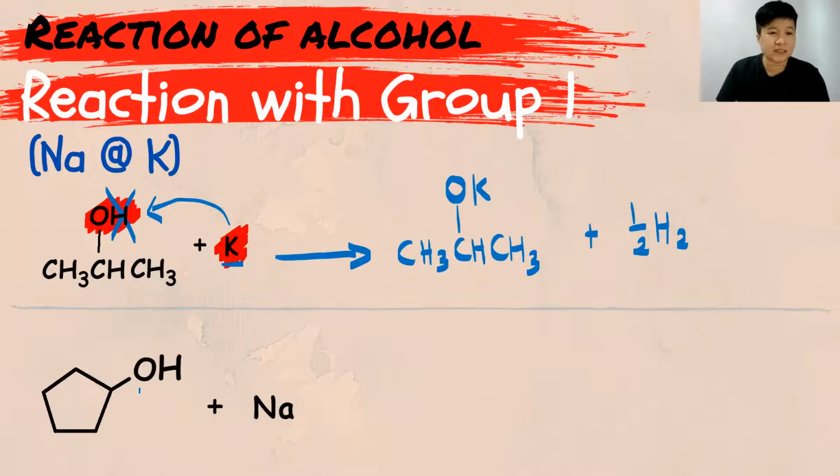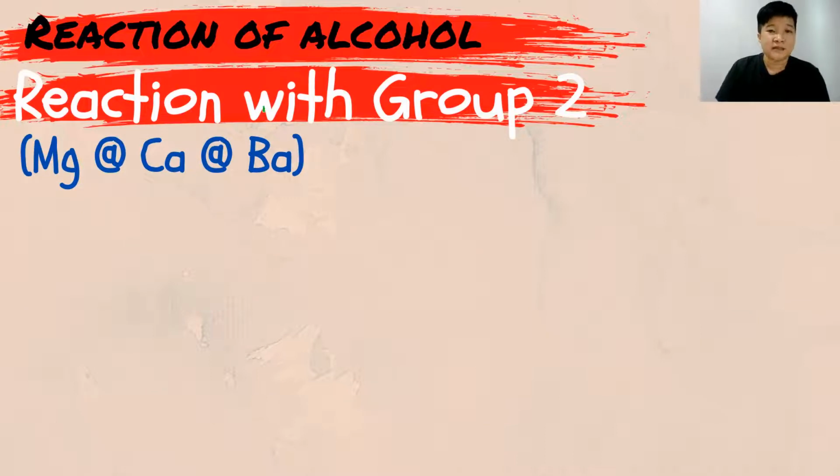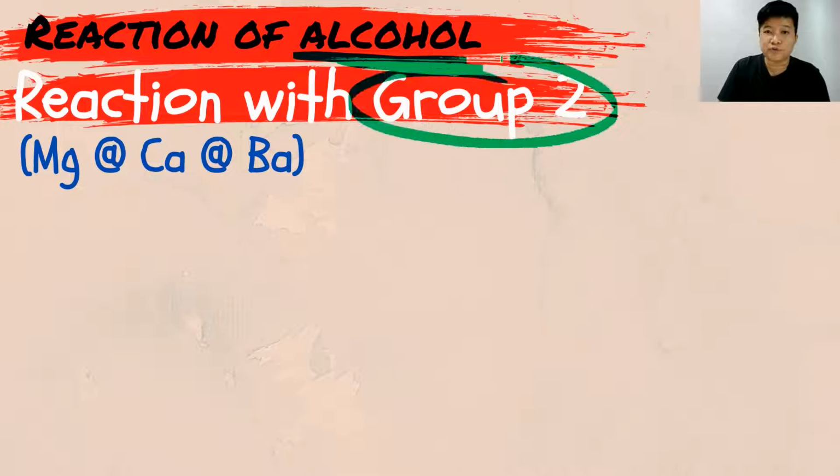Another example, even though it's cyclic, a cyclopentanol, we are still looking at the OH, removing the hydrogen and substituting the hydrogen with the Na. So your ring remains unchanged, your oxygen is now holding sodium, and it produces half a mole of hydrogen gas. Make sense? Simple.